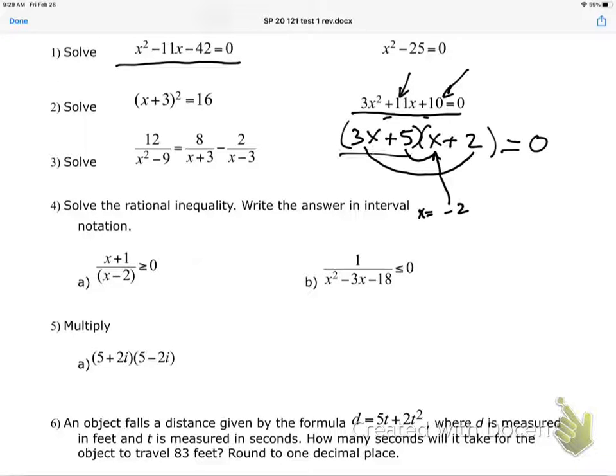And if you need to, put this equal to 0. In other words, actually do this. 3x plus 5 equals 0. Take away 5 from both sides, so 3x equals negative 5. Let's go over here, divide both sides by 3, x equals negative 5 thirds. Okay, so that's just solving that there, because you put it equal to 0.